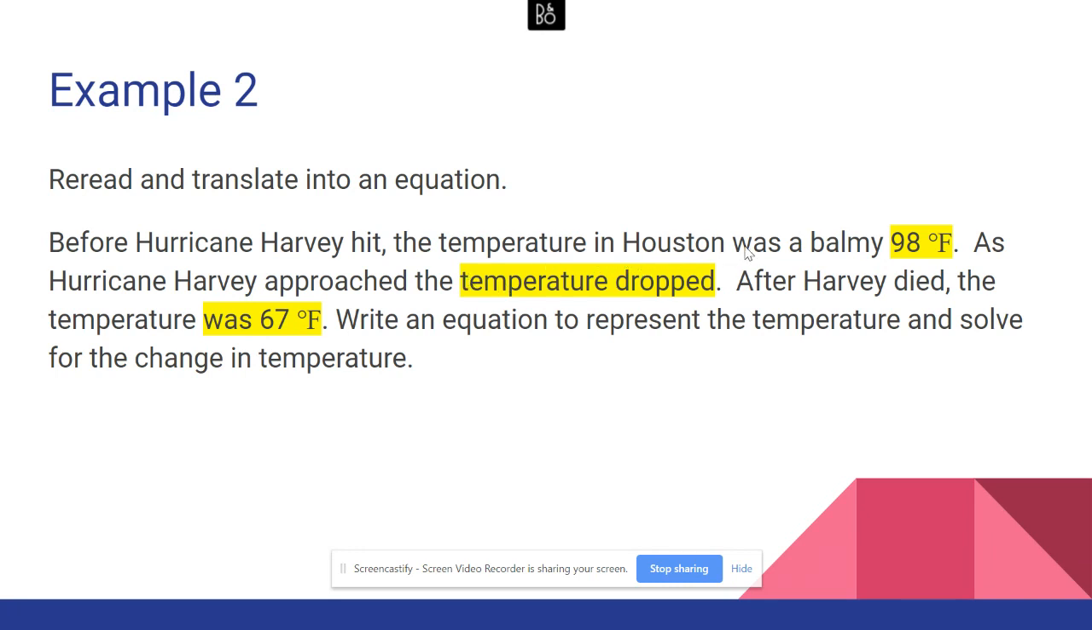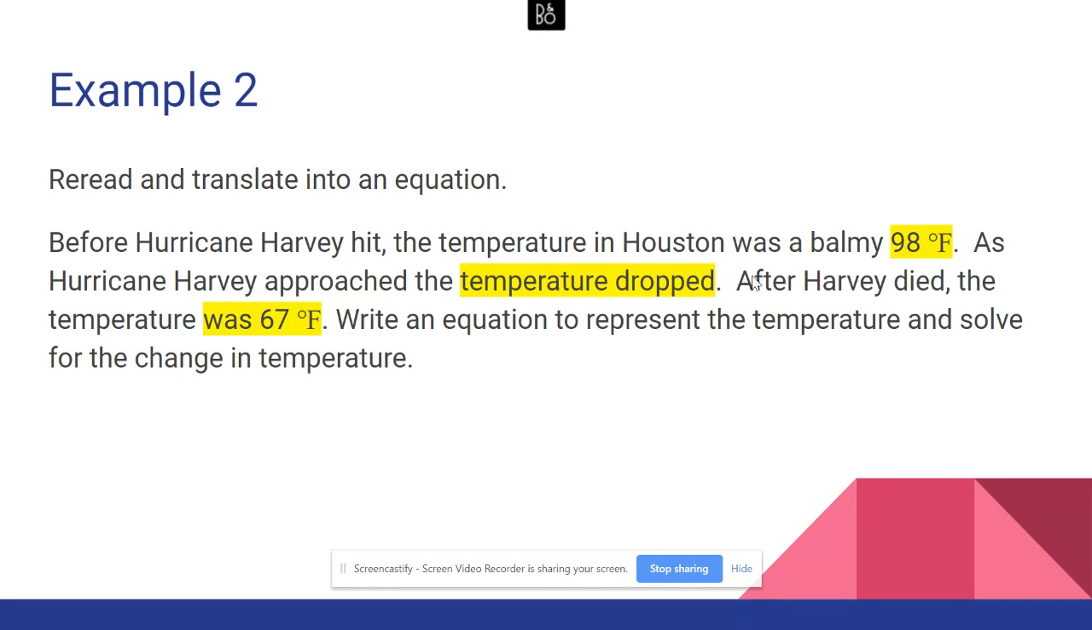So we started at 98 degrees, and then we have these words in the middle here. It said the temperature dropped, and the question is that we want to write an equation and solve for the change in temperature. So we want to know how many degrees the temperature fell, right? So it dropped some degrees. If it dropped some degrees, then we have to subtract something. That's what we don't know, right? So here, this is telling us we're subtracting something, subtracting a variable.